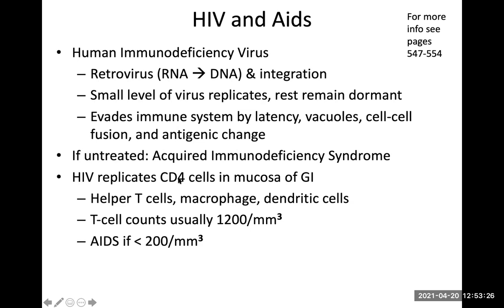Now, it really is the CD4 helper T cells that we focus on, but we will also see a decline in macrophages and dendritic cells. And perhaps that has to do with the job of the helper T cell. I don't know how much they're actually directly interacting with the macrophages and dendritic cells. Maybe someone will look into that.